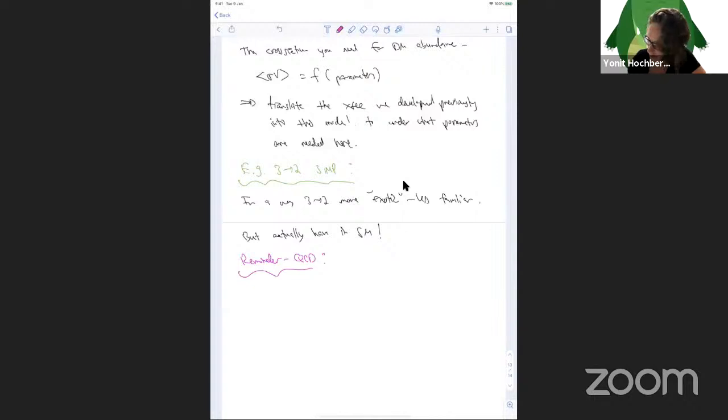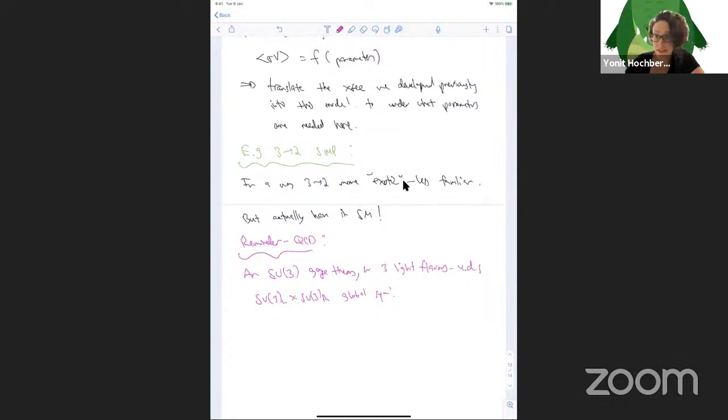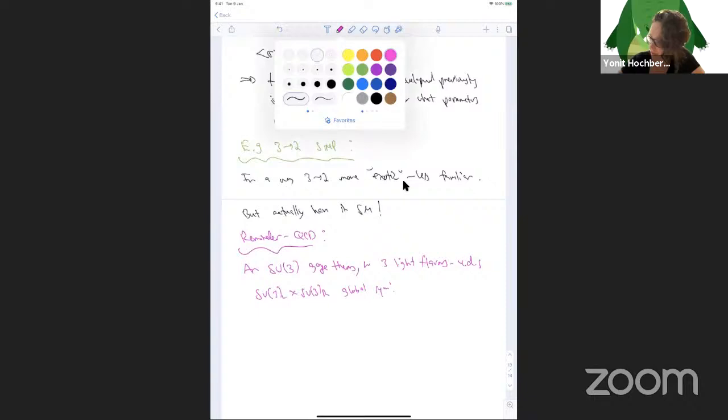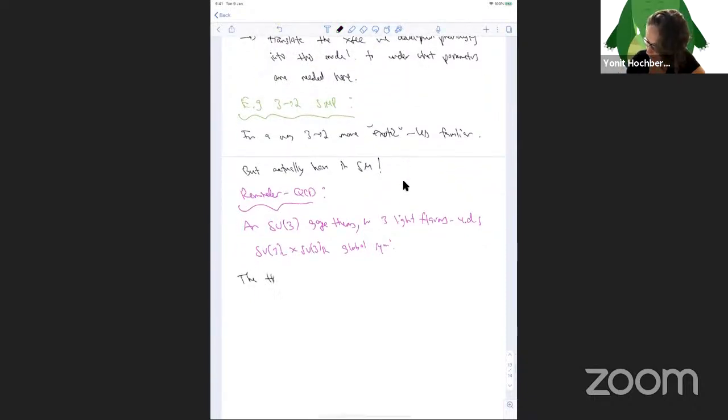Okay, so QCD is an SU(3) gauge theory, right? And I have 3 light flavors, right? The up, the down, and the strange. This theory has an SU(3) left cross SU(3) right global symmetry. And then what happens is that the theory confines and chiral symmetry breaking occurs. And what happens is that this SU(3) left cross SU(3) right breaks down to a diagonal component of SU(3) that's preserved.